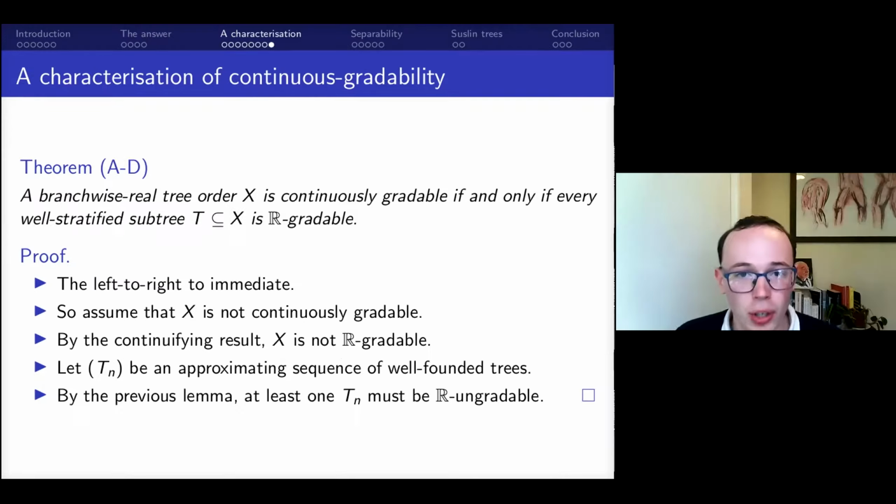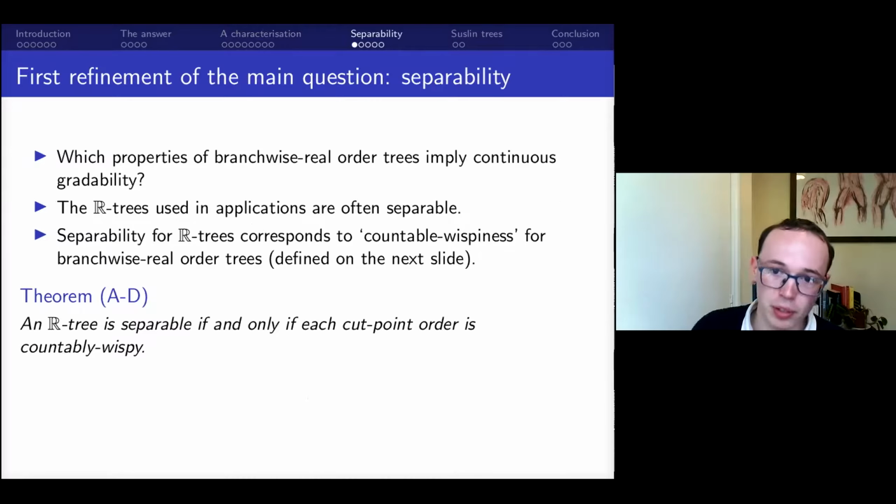Okay, so we're now going to move on to the third part of the talk, where we consider various refinements of the main question. What we're interested in is which properties of branchwise-real tree orders imply continuous gradability? Or conversely, can we find examples of branchwise-real tree orders which are not continuously gradable but also satisfy additional properties?